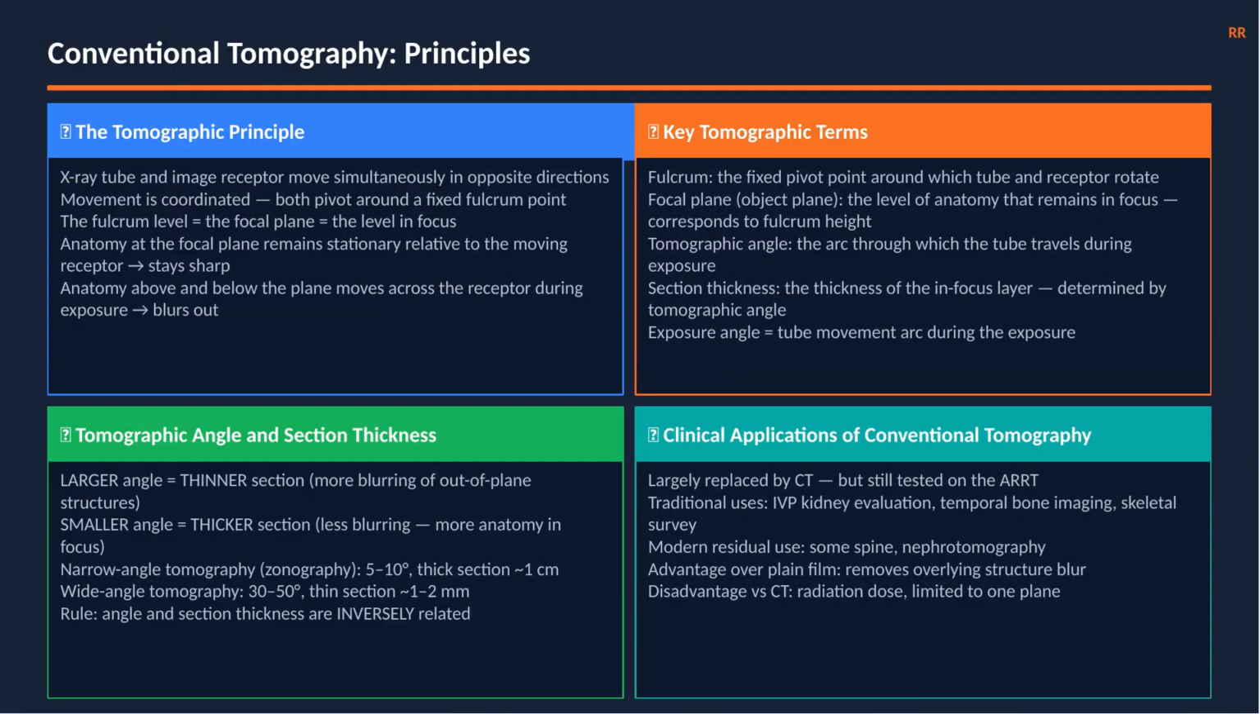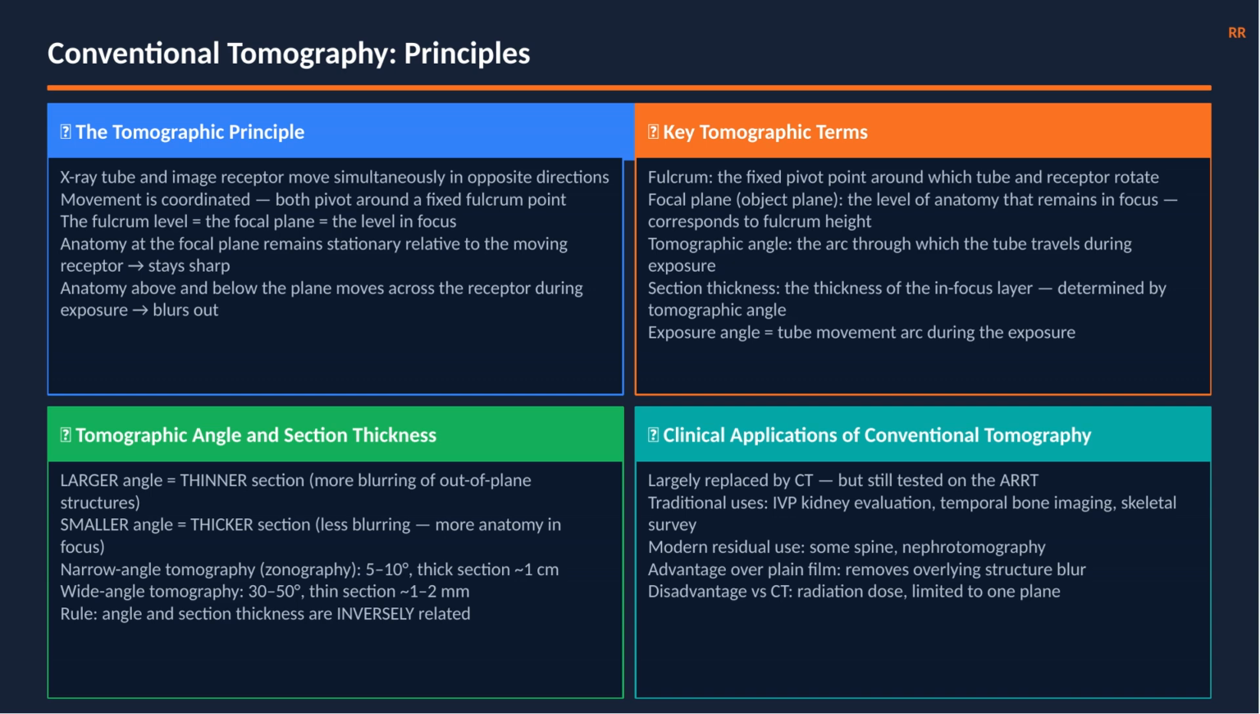Conventional tomography images a selected plane of anatomy by blurring structures above and below that plane through simultaneous movement of the X-ray tube and image receptor in opposite directions. 4 key terms. Fulcrum, the fixed pivot point around which the tube and receptor rotate during the exposure. The fulcrum is the critical reference point.